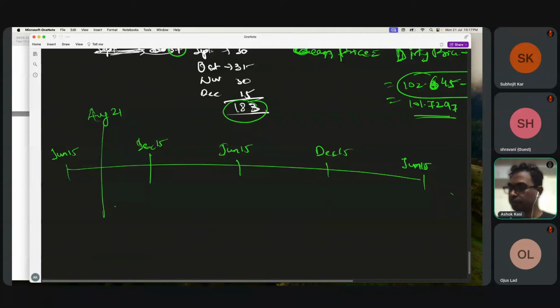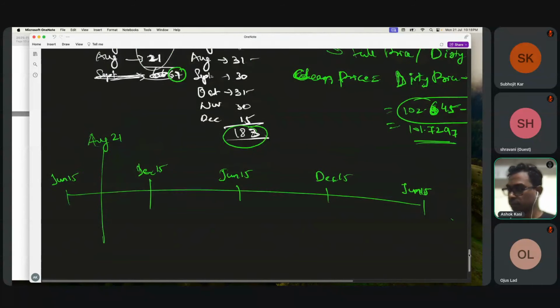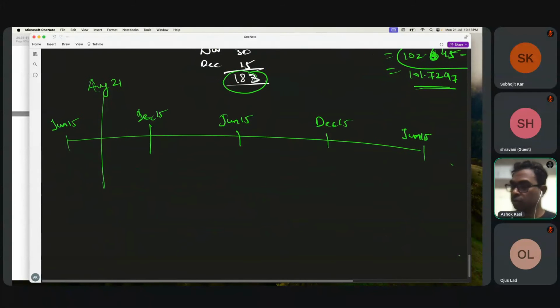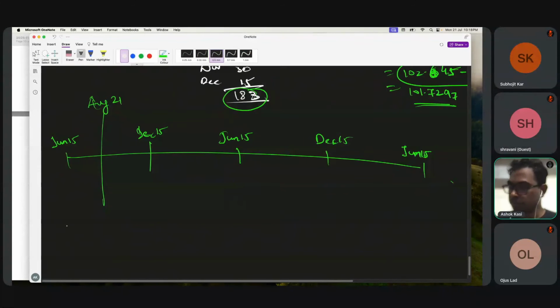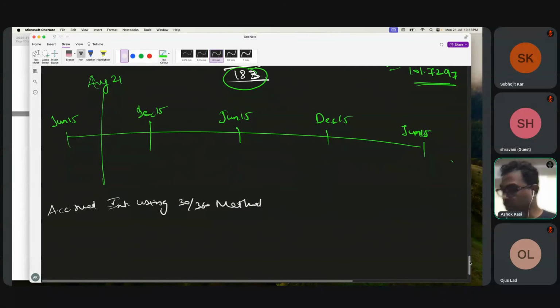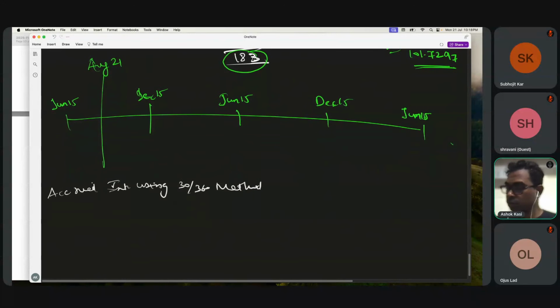August 21. Now the question is 30 by 360. So first let's calculate the accrued interest using the 30 by 360 method. So for me each month has 30 days.